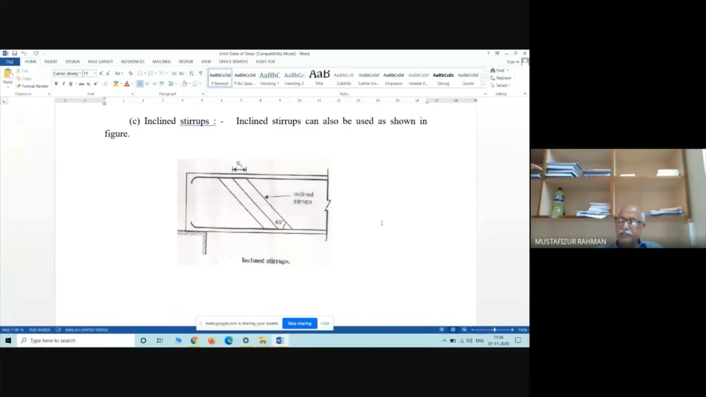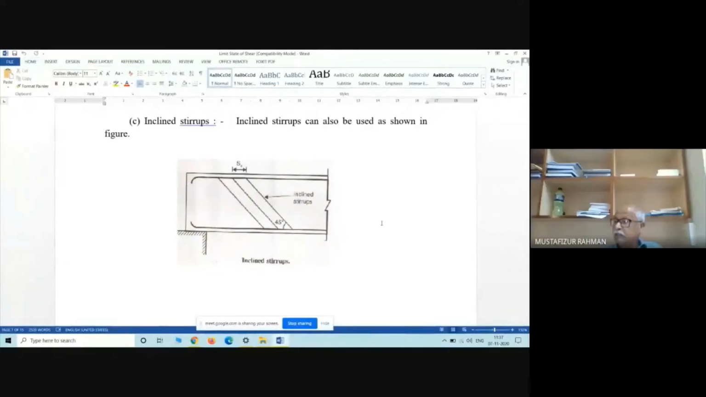Now, out of these three, the commonly utilized shear resisting system is stirrup. In our normal construction, say for building construction, the bent up bar system is normally avoided. It is not prohibited, it is avoided. Because time consumption will also be more.